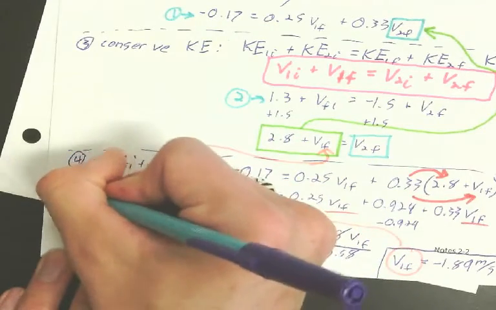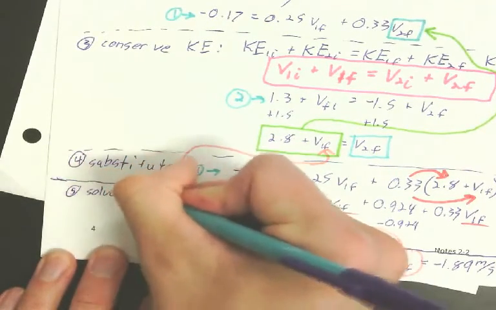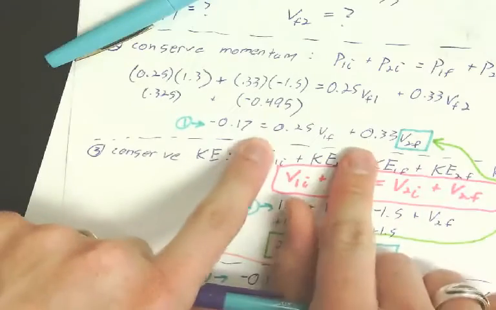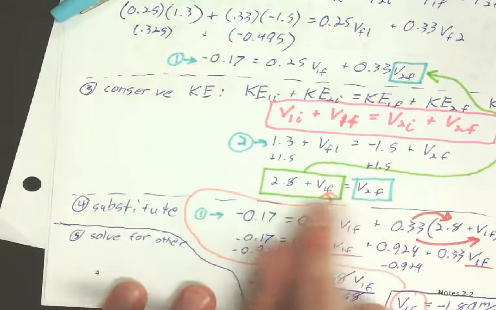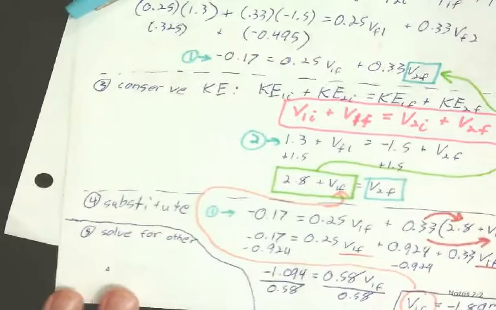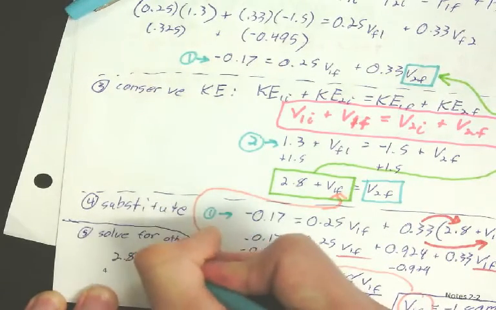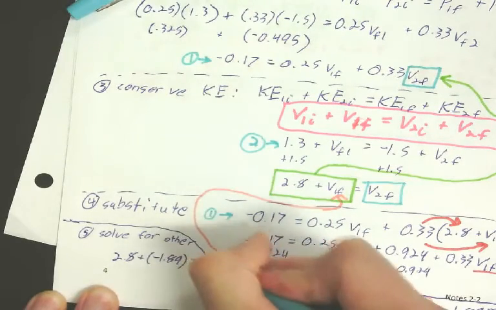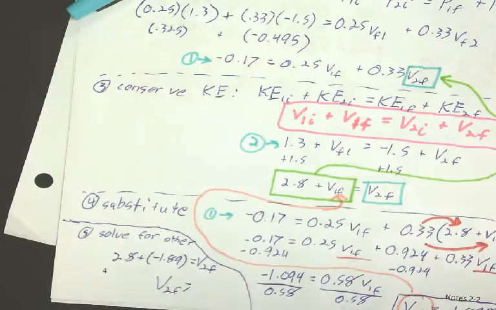Okay, so last up, solve for the other. And don't go back to this equation. I mean, yeah, this would work, but don't go back to this. Go back to the easy one, the one where it's already solved out. So 2.8 plus negative 1.89 equals V2 final. So V2 final equals 0.91.